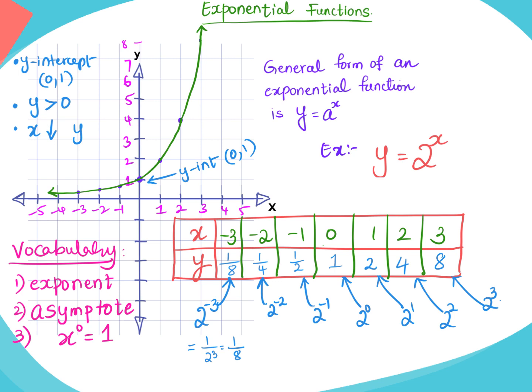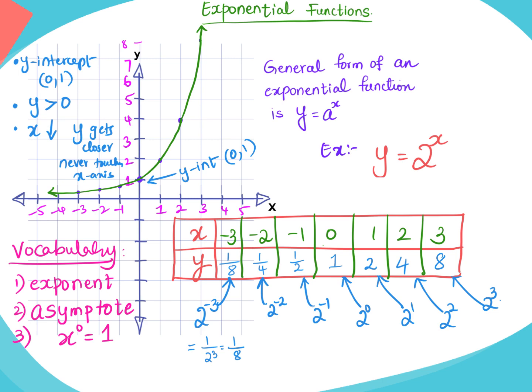Y gets closer, keep this in mind, but never touches the x-axis. So now a new term is introduced. Since the x-axis is not allowing it to pass through, it's called your asymptote. And the equation of this asymptote is y equals 0.